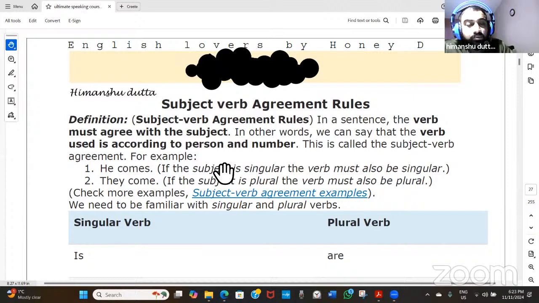When it comes to singular subject, it means the doer of action is one person. Same way, the verb has to be singular. I told you with the first rule, the definition here is subject verb agreement rules. In a sentence, verb must agree with the subject. That is the agreement rule. If the verb doesn't agree with the subject, that means you are not speaking English.